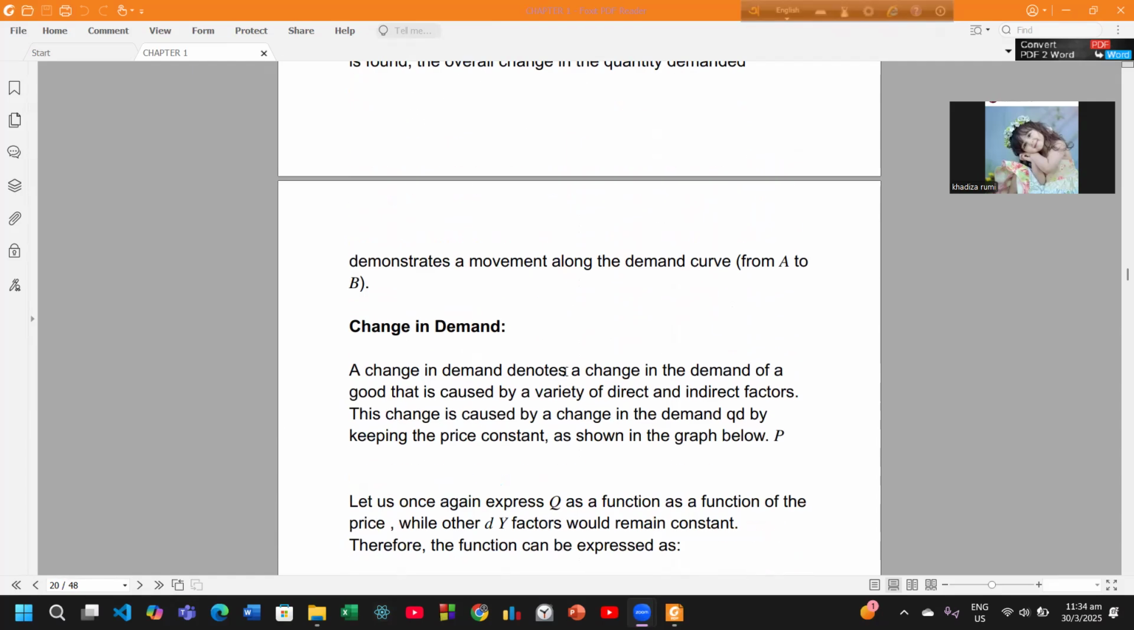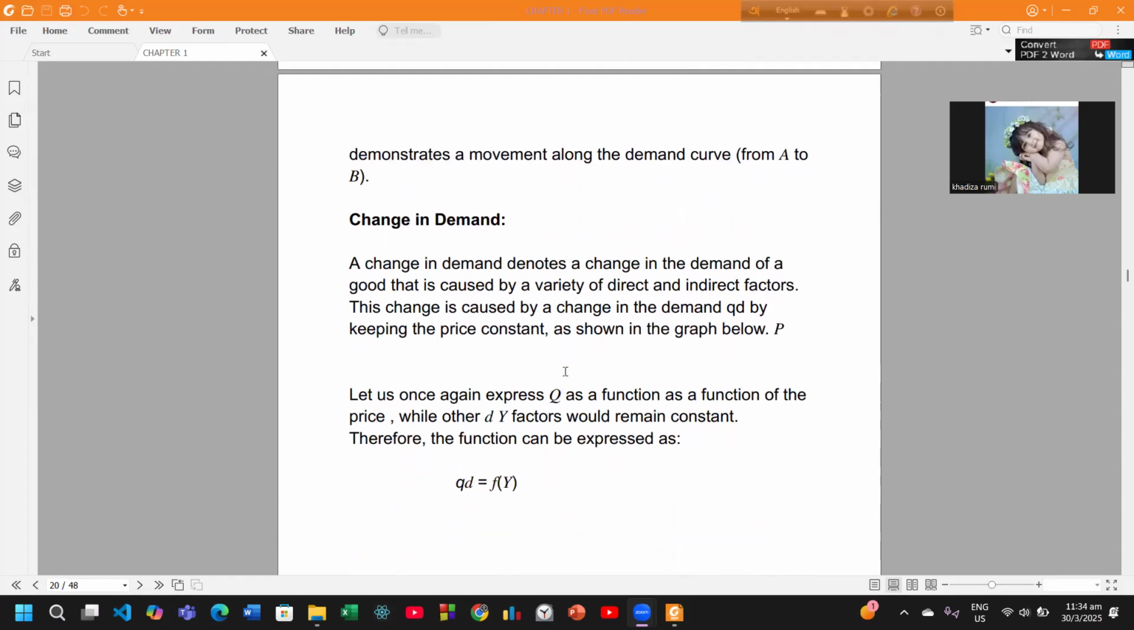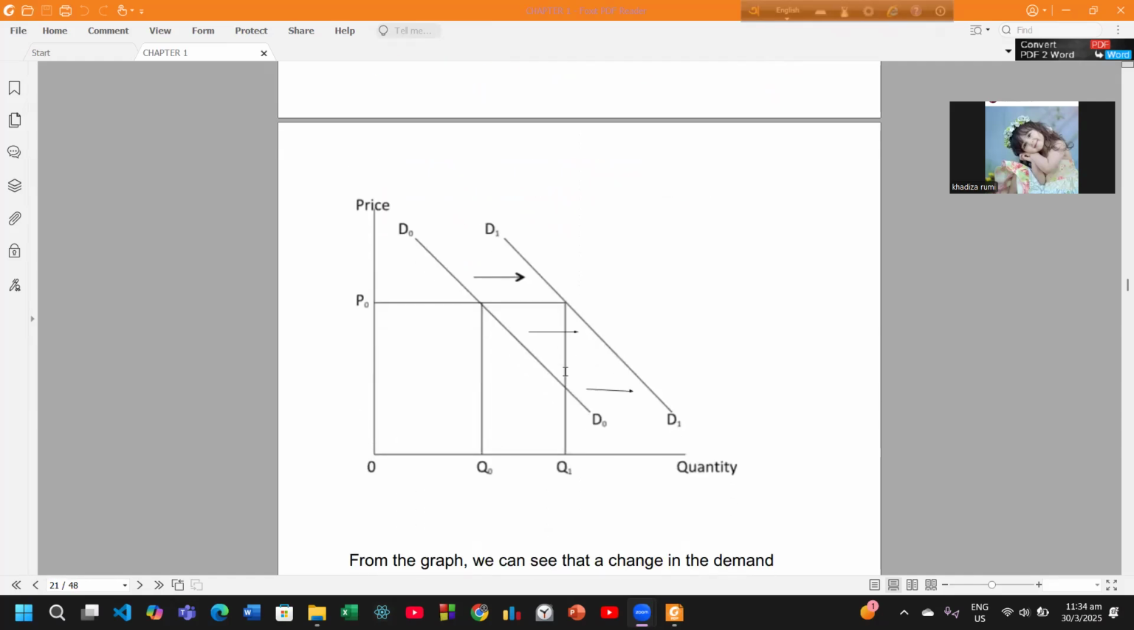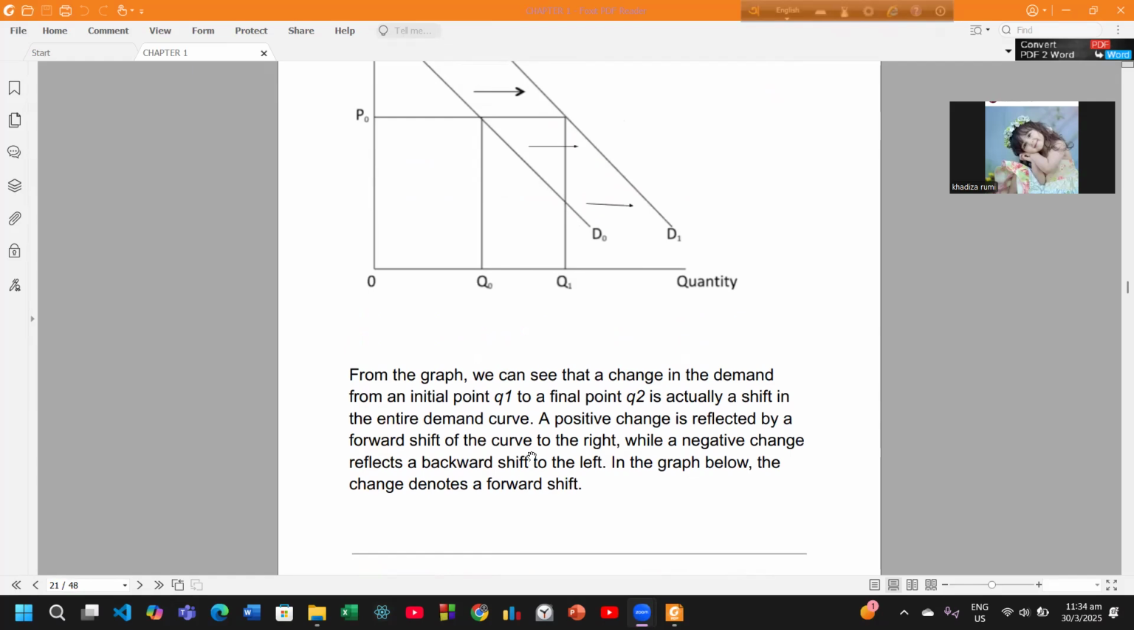Change in demand occurs when factors other than price change. Example, higher income leads to increased demand for luxury cars. This results in a shift of the entire demand curve either to the right or left. When demand increases, it shifts to the right; when it decreases, it shifts to the left.